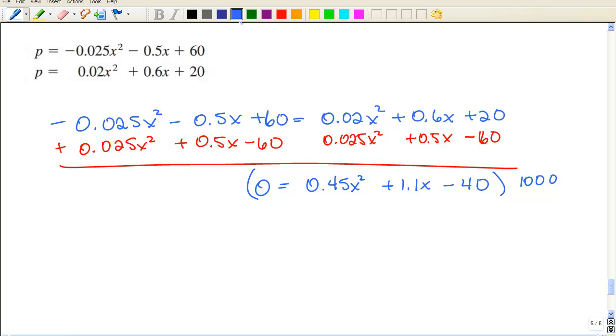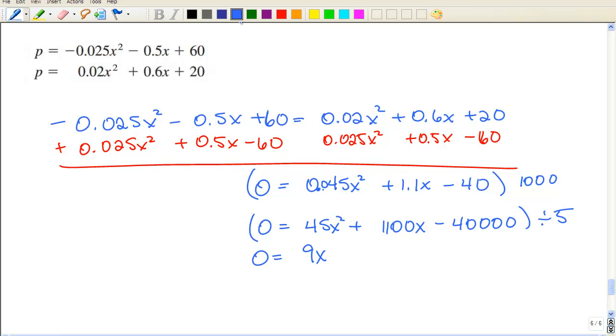This should be 0.045. Since I have 3 decimal places, if I multiply by 1,000, that's going to move that decimal all the way over. So that's 45x squared plus 1,100x minus 40,000. You might be going, why would you do that? Now the numbers are atrocious. That's true. Okay, so now I'm going to divide everything by 5. Let's see if I can make these numbers any smaller. Again, I have a quadratic, just like I did to begin with. You might want to do the quadratic formula. I'm going to choose to factor it.